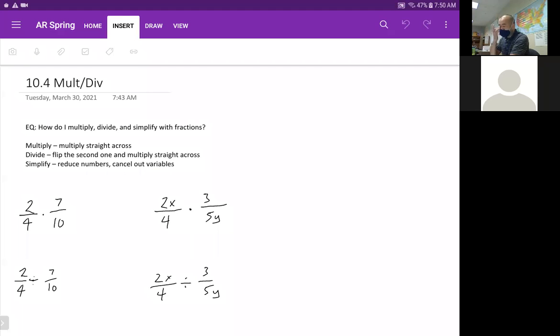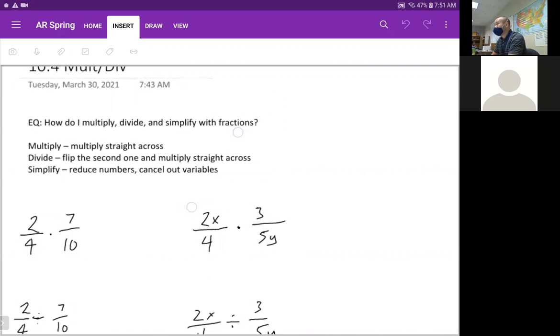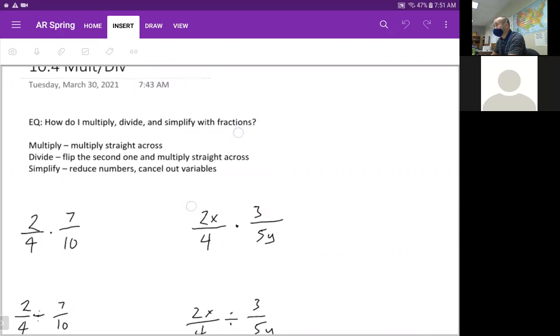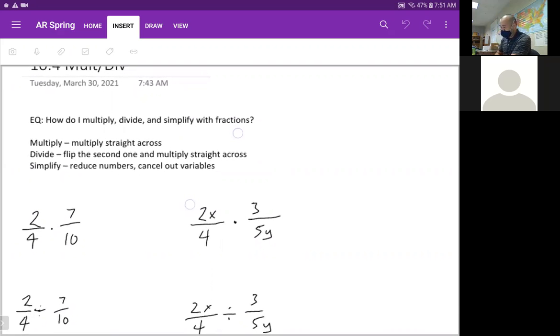Here we go. So this is 10.4, multiplying, dividing, simplifying with fractions. This text here is really how you do it all. So you can just read that and then you can do everything. Those are the instructions, but you can read that on your own. I can do some examples.